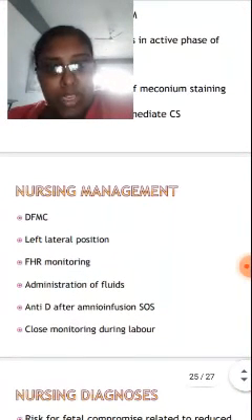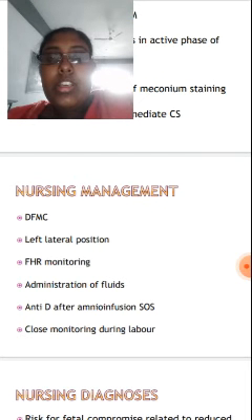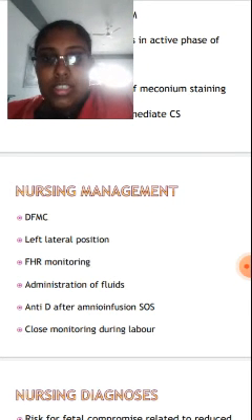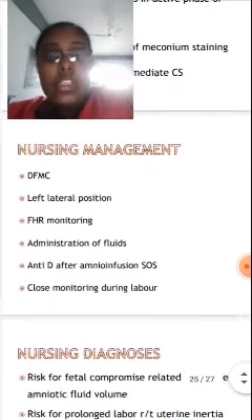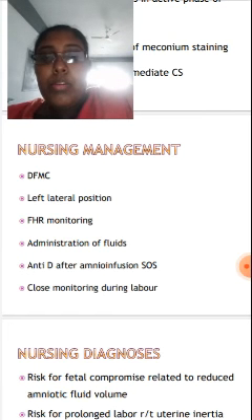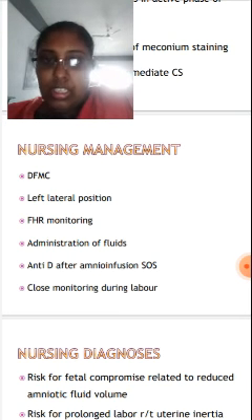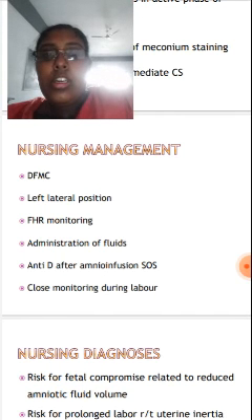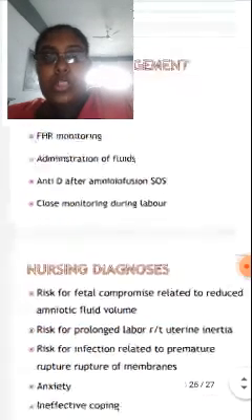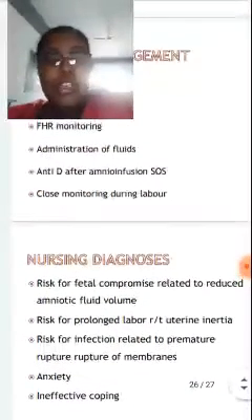The nursing management includes daily fetal movement count, and fetal monitoring. Advise the mother to lie in left lateral position. Fetal monitoring should be done periodically. Administration of fluids to maintain hydration. Then anti-D immunoglobulin after amnio infusion if necessary. Close monitoring during labor. So these are the management that can be done.